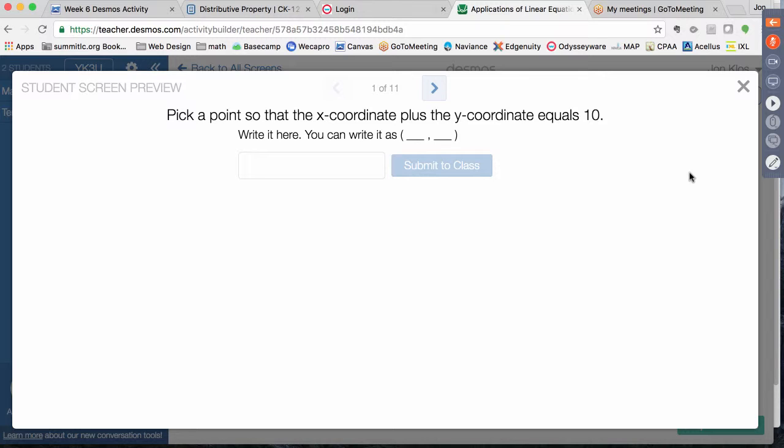So here we go. We're going to work through a couple of these, help get you started on this Desmos activity, and then you can go in and work on it on your own. So here's the first screen. We need to pick a point so that the x-coordinate plus the y-coordinate equals 10.